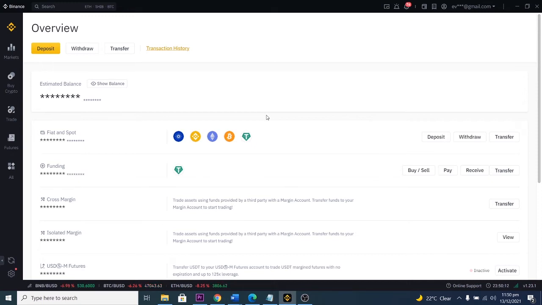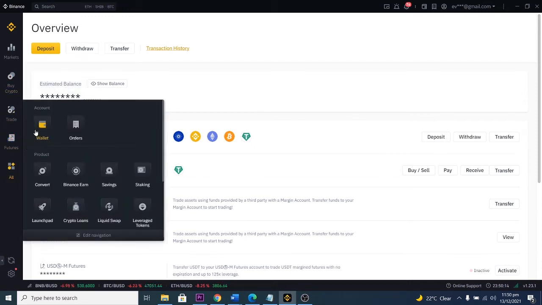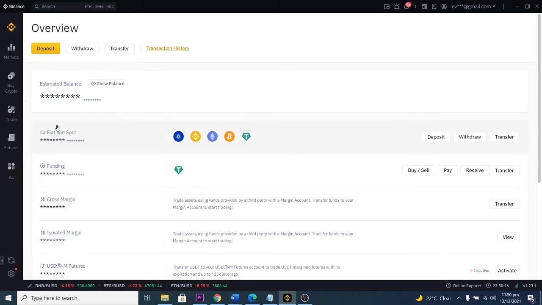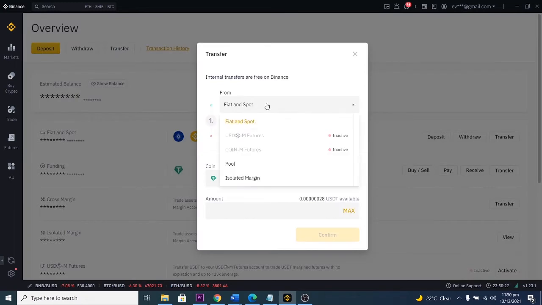So now when I come to my wallet here, overview, and then I click on transfer, I want to transfer the crypto that I just bought to my spot wallet, so that I can use it to trade. So transfer, and then the money will be in your funding. It will be in your funding. I'm looking for funding.